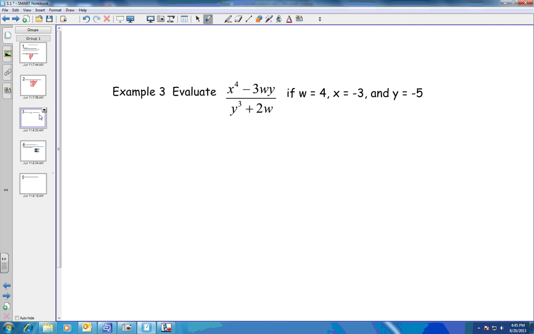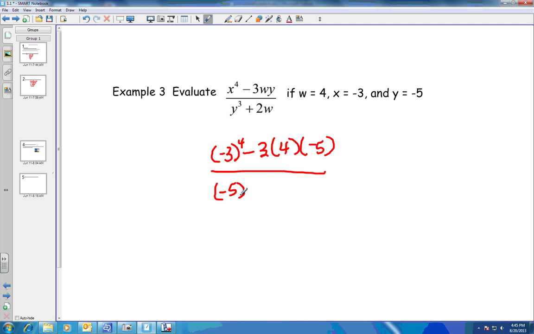Example 3. Evaluate. Okay, so we're going to plug in our numbers. I know x is negative 3, and that's to the 4th, minus 3 times 4 times negative 5, all over y, which is negative 5, and that's cubed, plus 2 times 4.